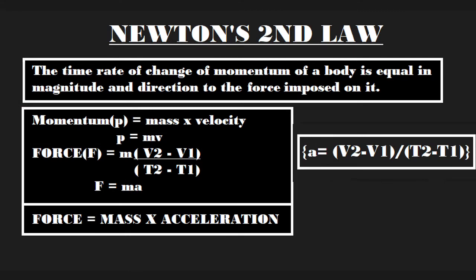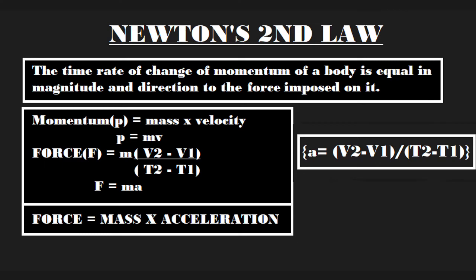The second law can be stated as, the time rate of change of momentum of a body is equal in magnitude and direction to the force imposed on it. Momentum of a body is defined as the product of its mass and velocity. So, consider a body having a uniform mass m, with an initial velocity of v1. Hence, its initial momentum is mv1.